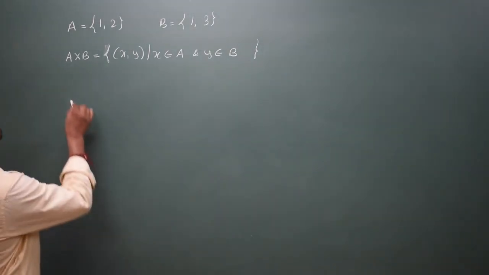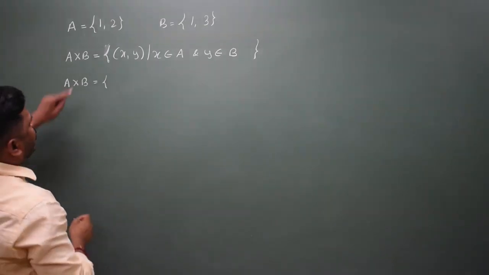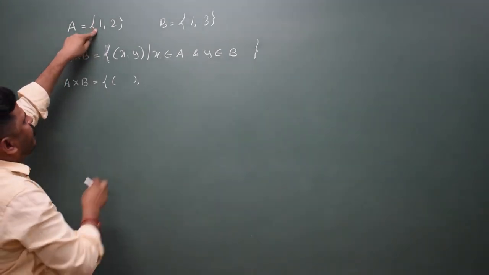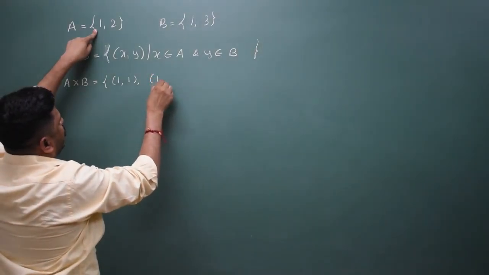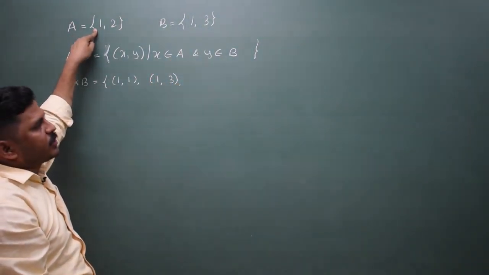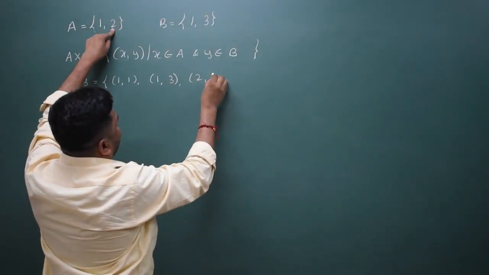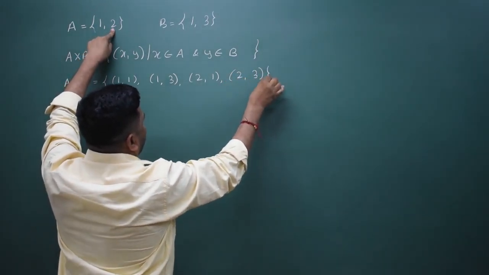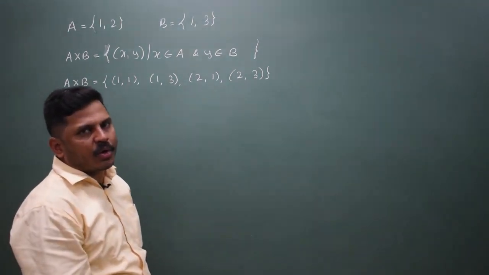Now according to this definition, what is A cross B equal to here? First element from the first set, second element from the second set, and they form ordered pairs. All possibilities, all combinations you have to write. This is the ordered pairs as elements in A cross B.